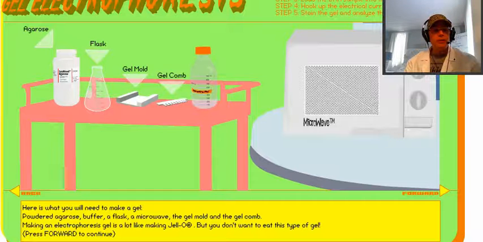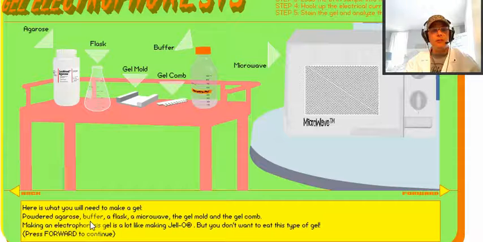Here's what you need to make the gel. You need powdered agarose, that's the actual gel itself, buffer, a flask, a microwave, a gel mold, and gel comb. Making an electrophoresis gel is a lot like making Jello, but you don't want to eat this type.